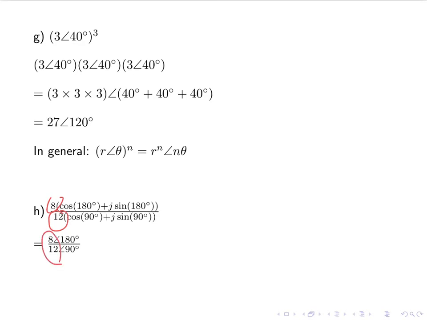So I'm going to do 8 divided by 12, and I'm going to take 180 and subtract 90. 8 over 12, I can cancel a 4 in common, so that's 2/3. 180 minus 90 is 90, so I have an angle of 90 degrees.